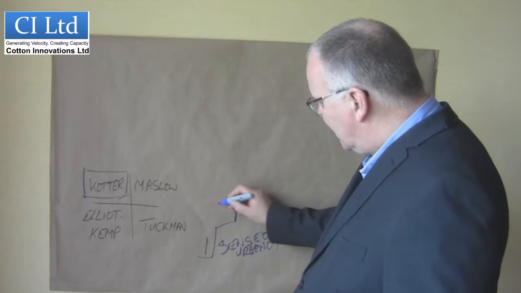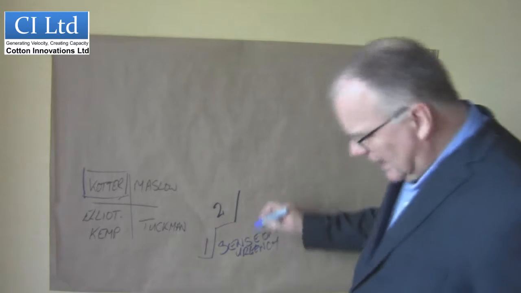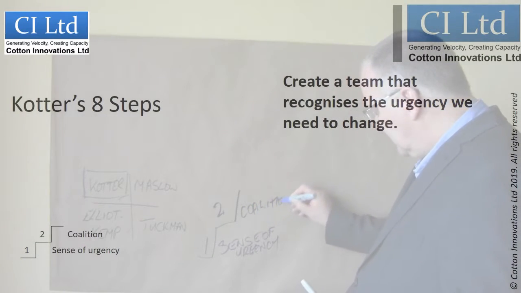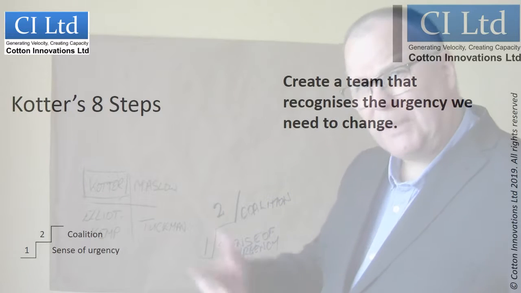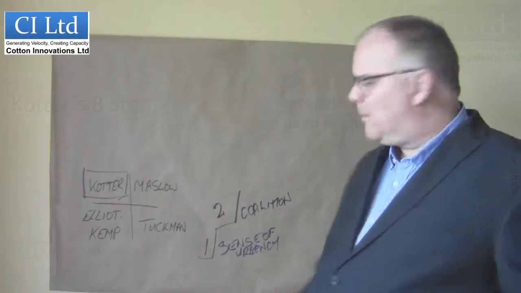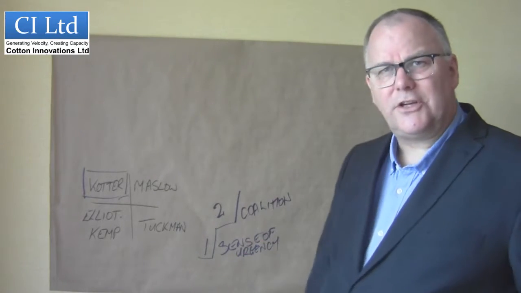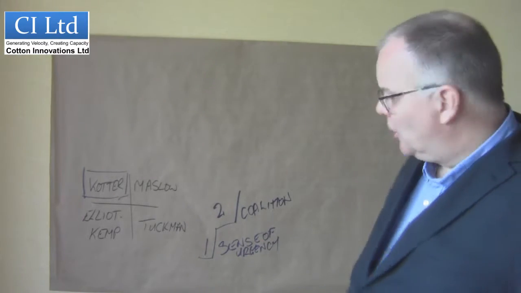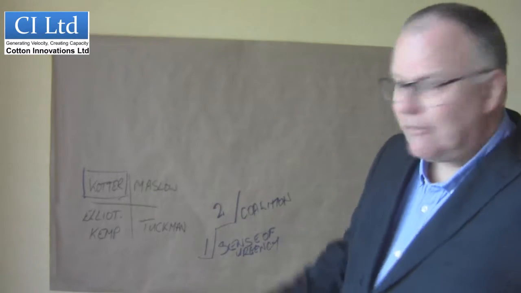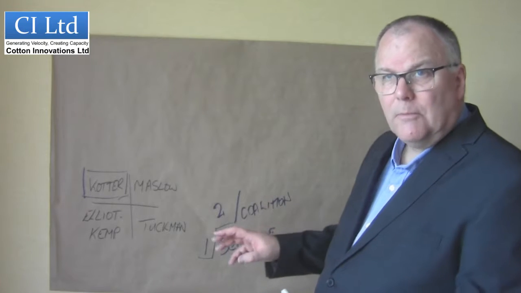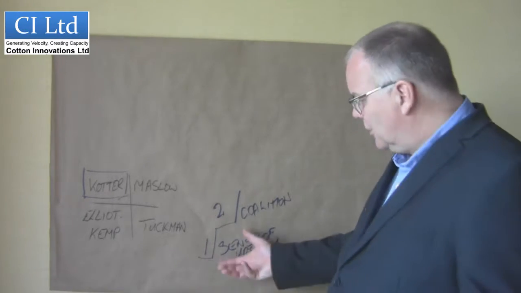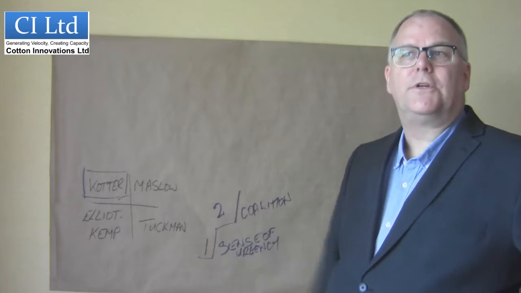The next step that we need to create is a coalition. A coalition is really important. It's a big word for a team. We need to create a team. We need to create a group of people who understand that sense of urgency. Now, you may not have the privilege of creating your coalition. You can't choose your Ocean's 11 to bring them in. But what you have to do is get your team to coalesce around the issue that you're talking about.